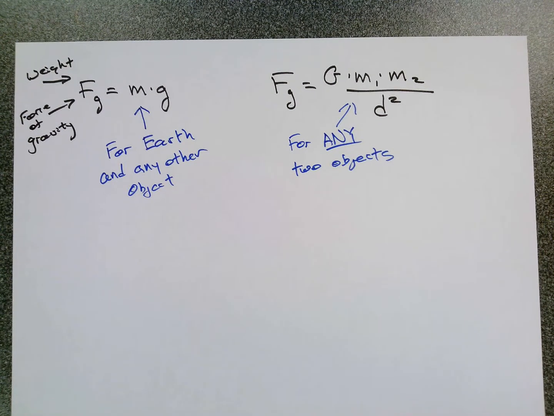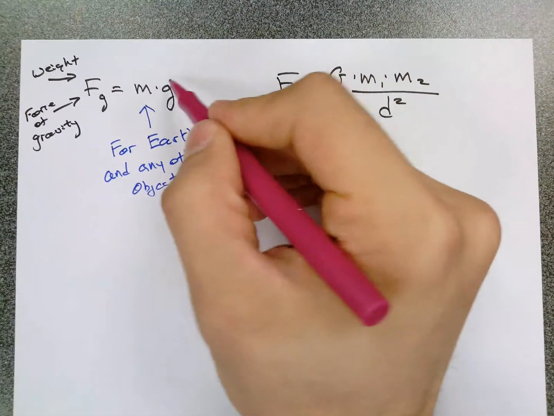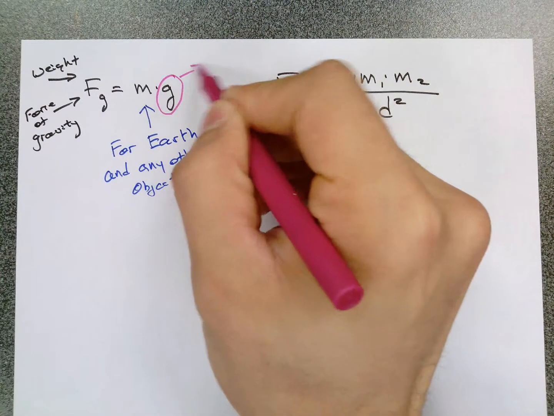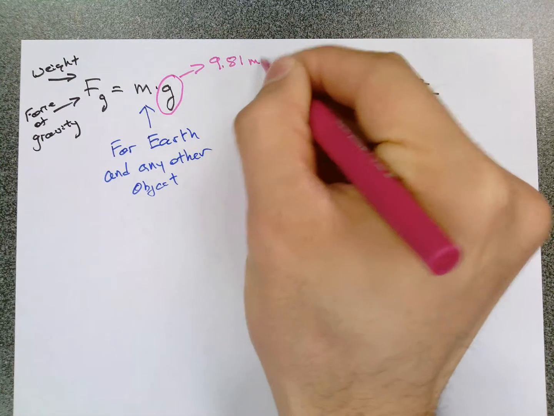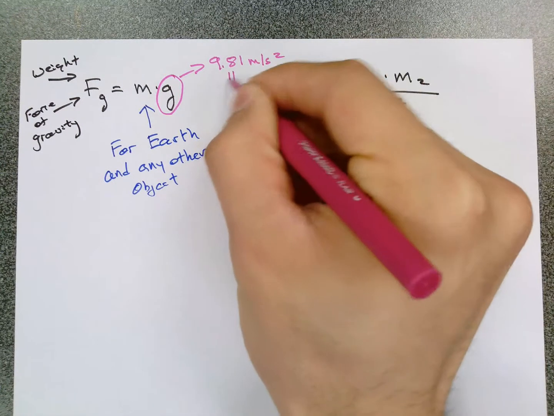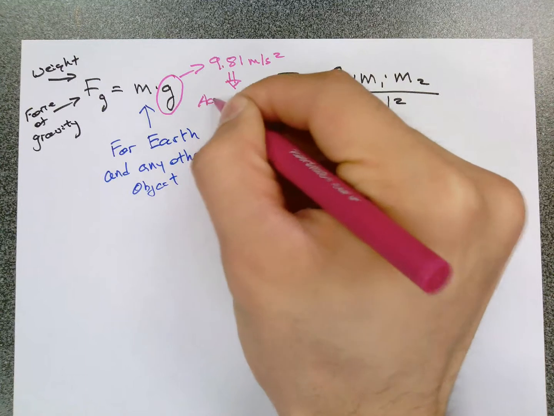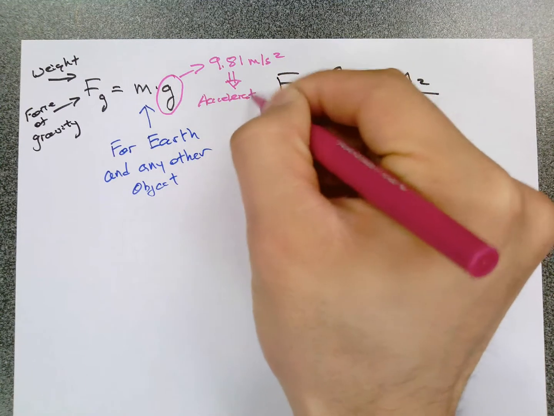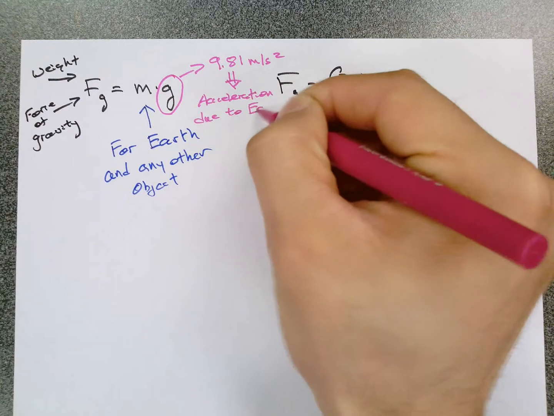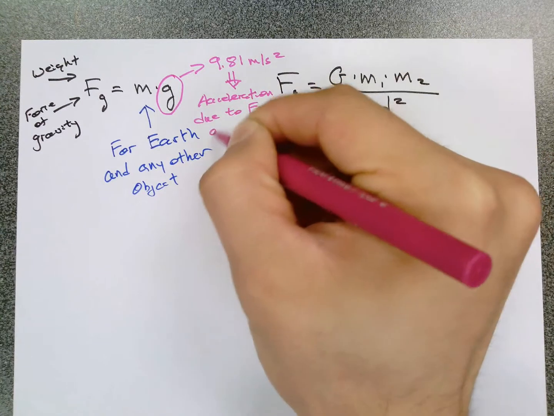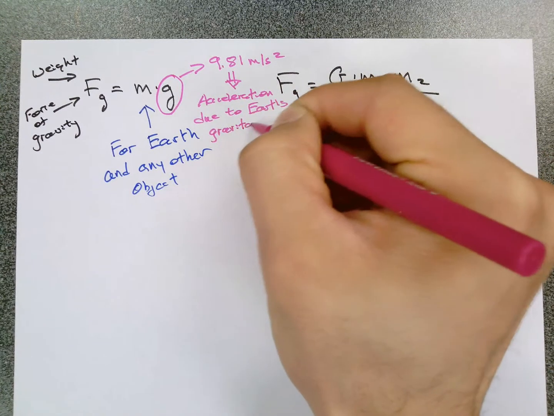What we do know, though, is that for this equation on the left, the g that we plug in is 9.81 meters per second squared. And this is the acceleration due to Earth's gravitational force.